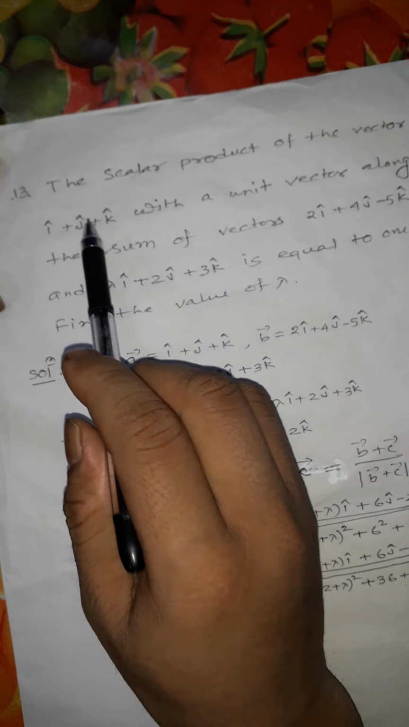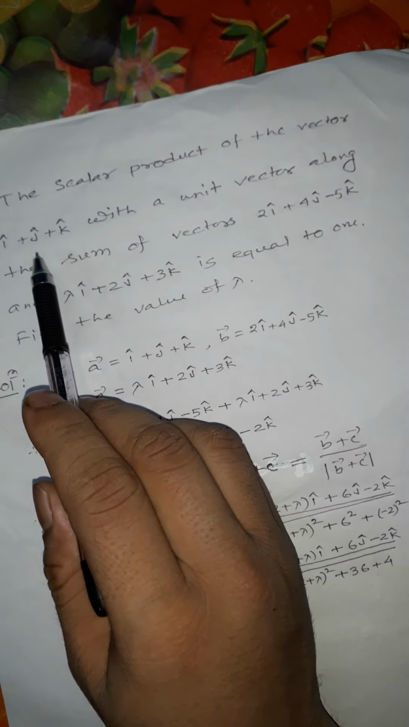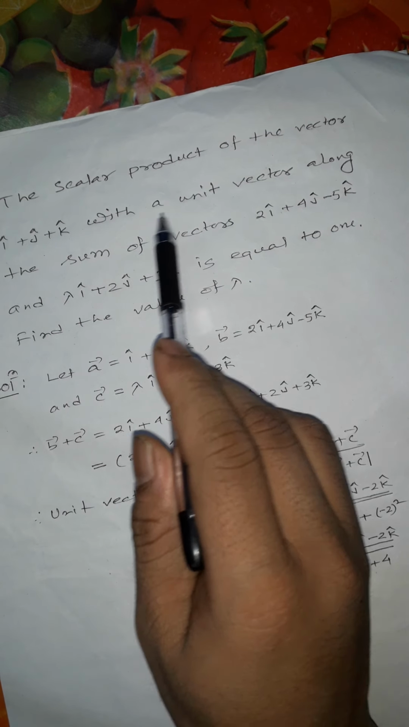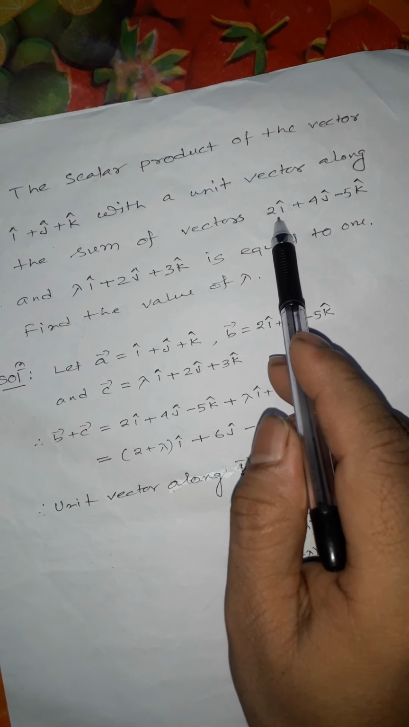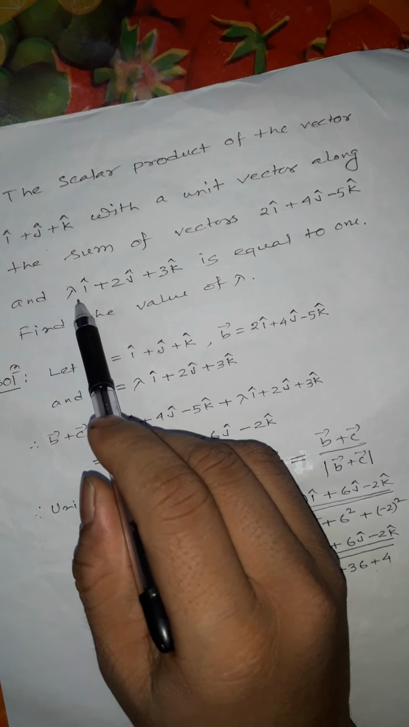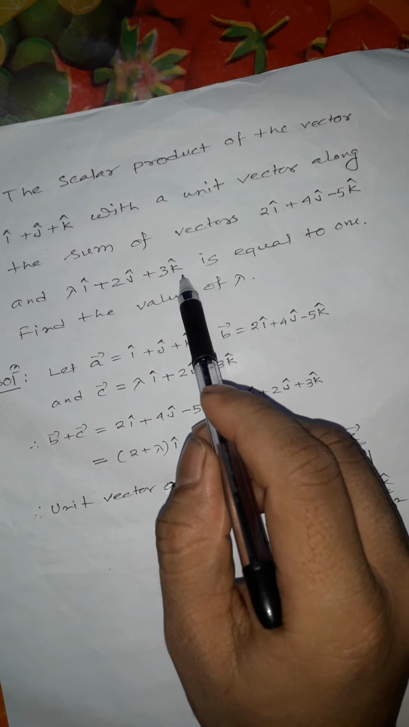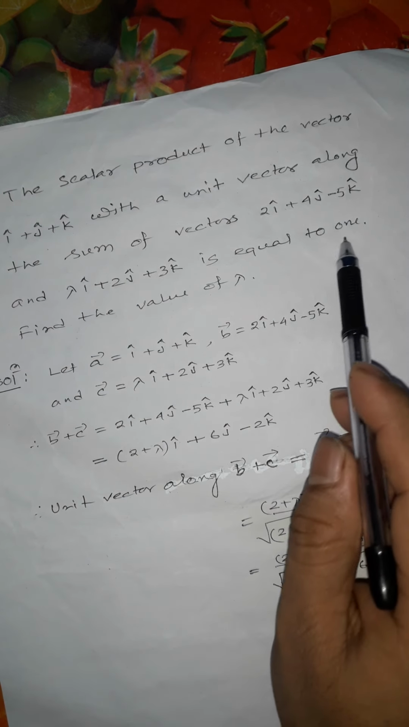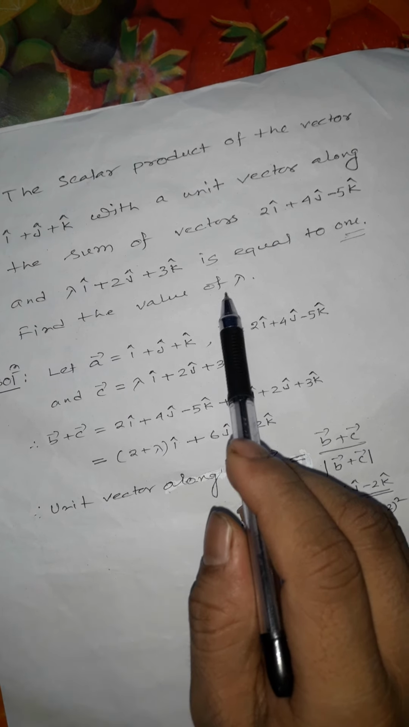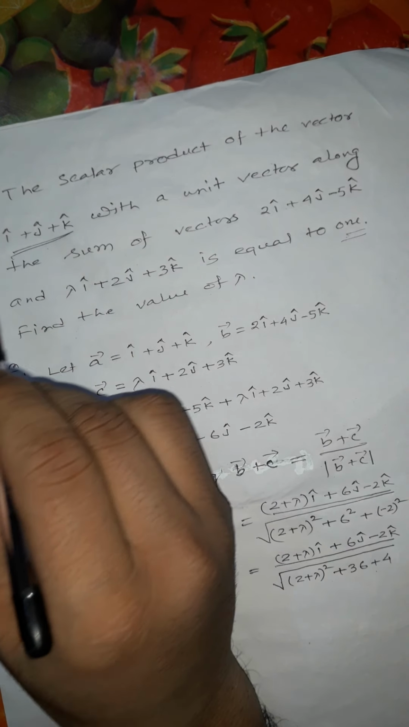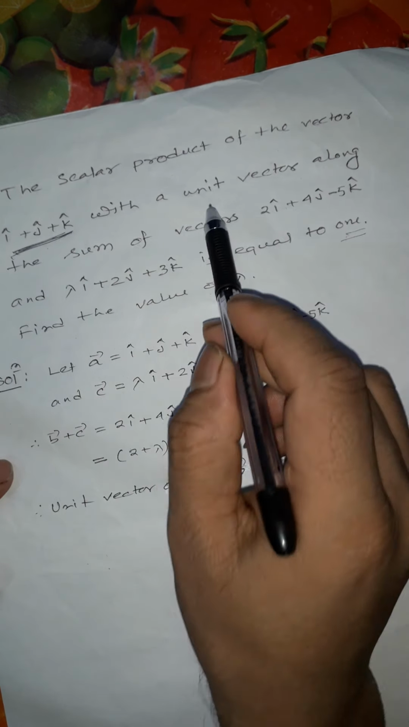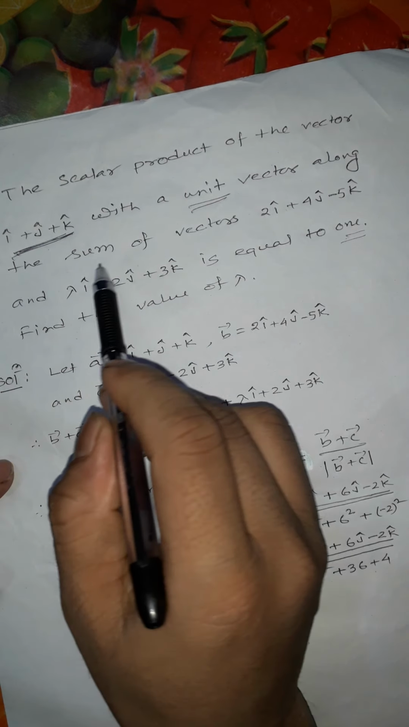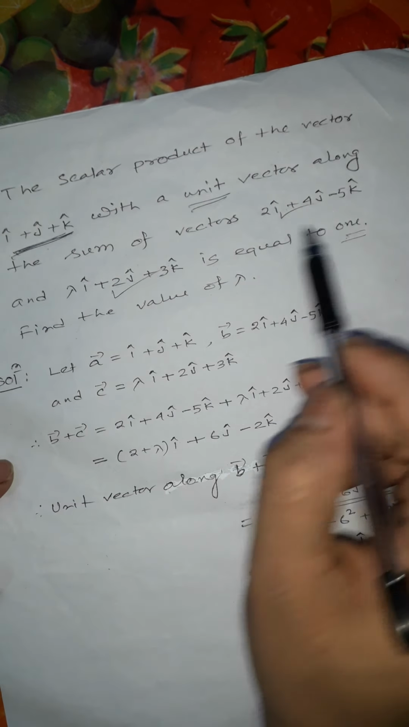Next question number 13. The scalar product of the vector i plus j plus k with a unit vector along the sum of the vectors 2i plus 4j minus 5k and lambda i plus 2j plus 3k is equal to 1. Find the value of lambda. This is the dot product of this vector and the unit vector along the sum of these two vectors is 1.